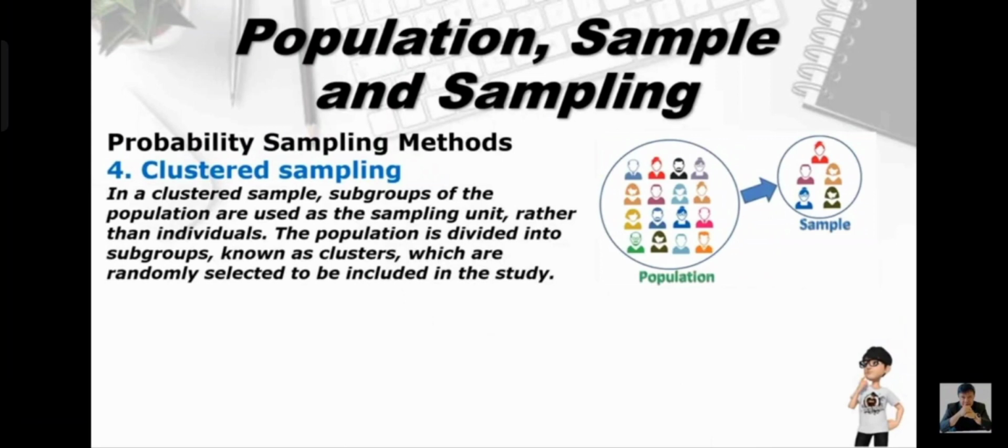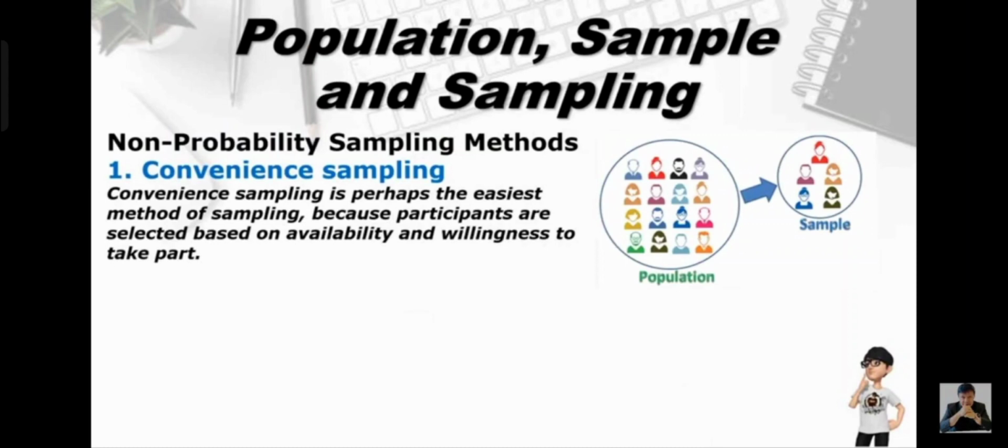The fourth one is the clustered sampling. In the clustered sample, subgroups of the population are used as the sampling unit rather than individuals. The population is divided into subgroups known as clusters, which are randomly selected to be included in the study.